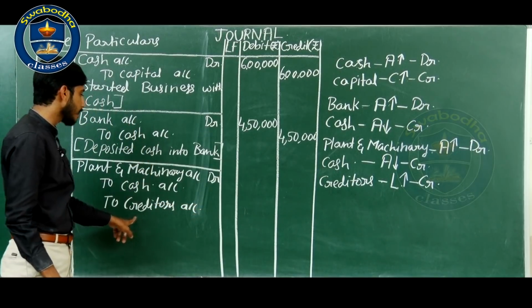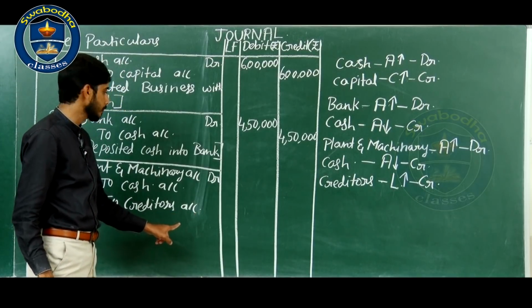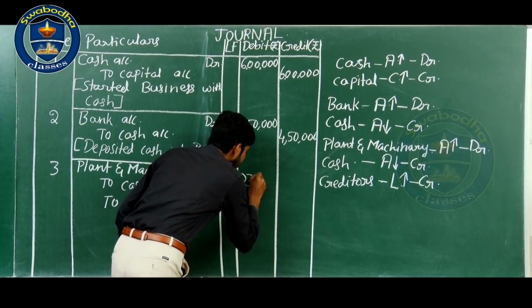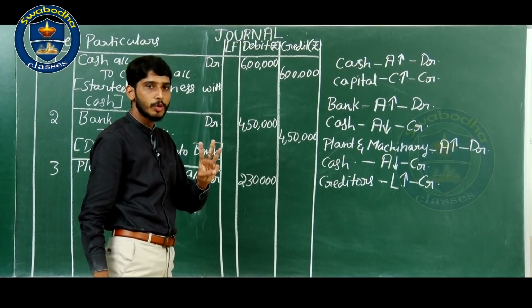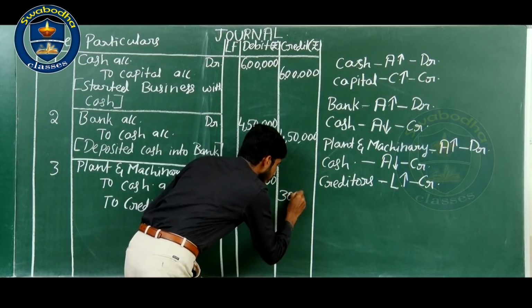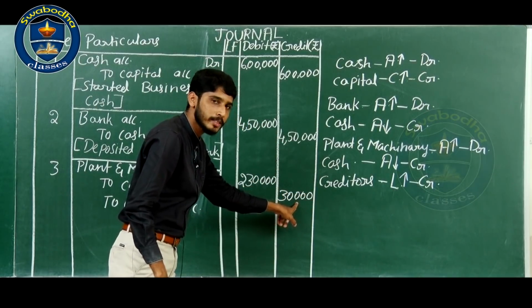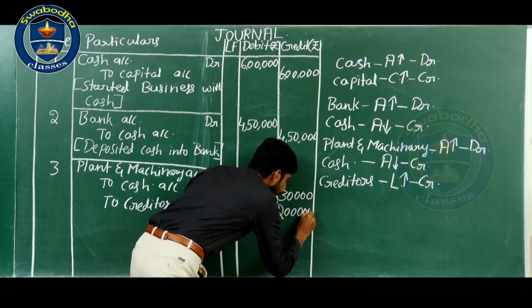Here the creditor's name is not given, therefore, we will write it as creditors account itself. Total value of machinery is 2,30,000, out of which 30,000 rupees is paid immediately in the form of cash. So, cash account 30,000, 2,30,000 minus 30,000, remaining balance is 2 lakh, the value of creditors.